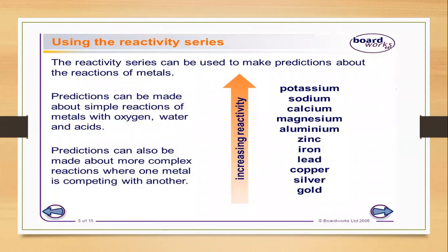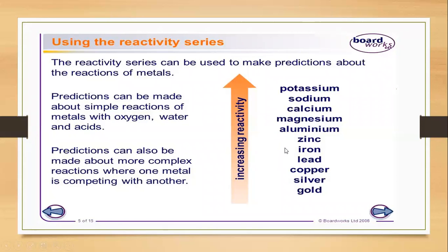Here you can see a reactivity series which shows the arrangement of the metals on the basis of their reactivity. As potassium is more reactive than sodium, it is at the top. So potassium is the most reactive, whereas gold is the least reactive. This arrangement shows from top to bottom how reactive these metals are. Then sodium, calcium, magnesium, aluminium, zinc, iron, lead, copper, silver, and gold. So this shows the reactivity series.